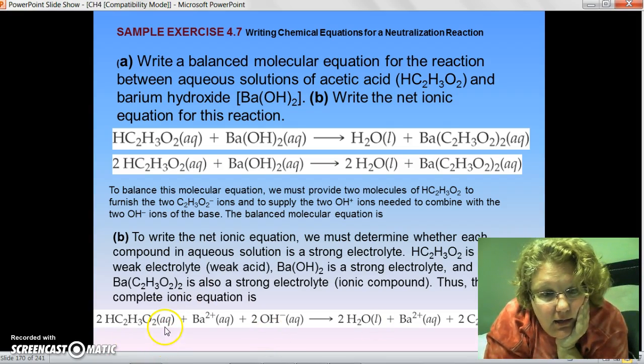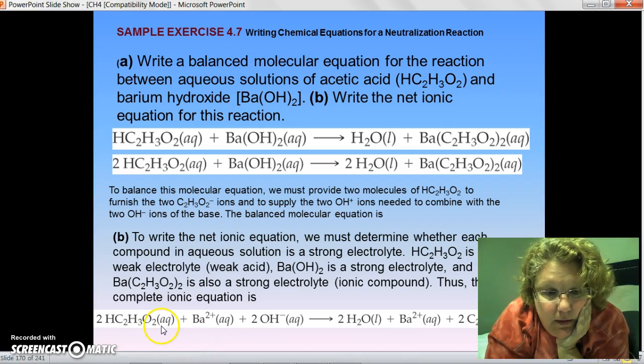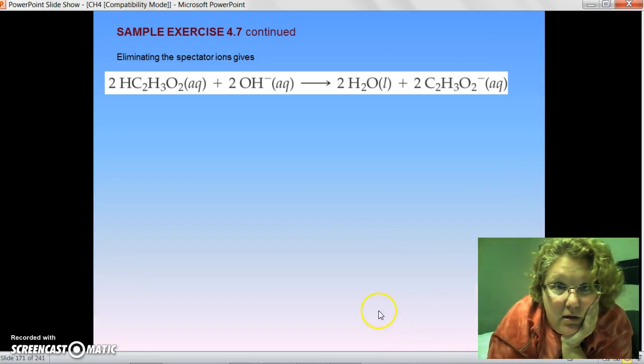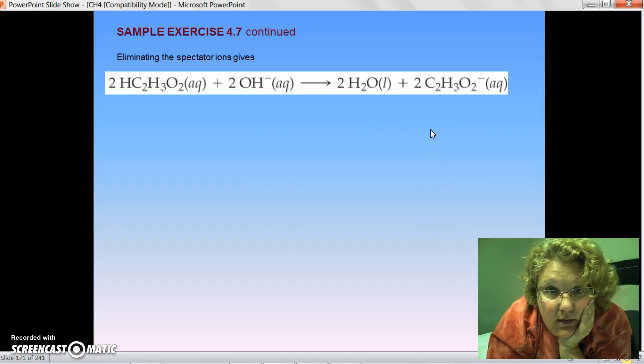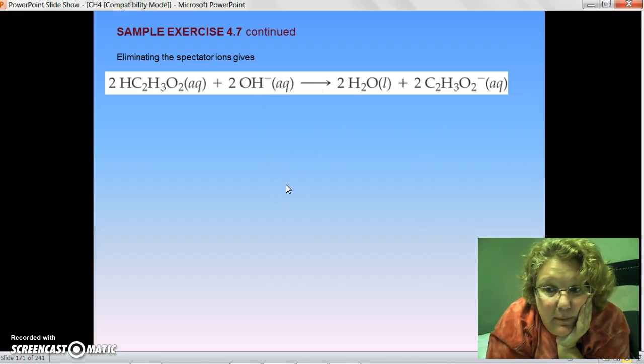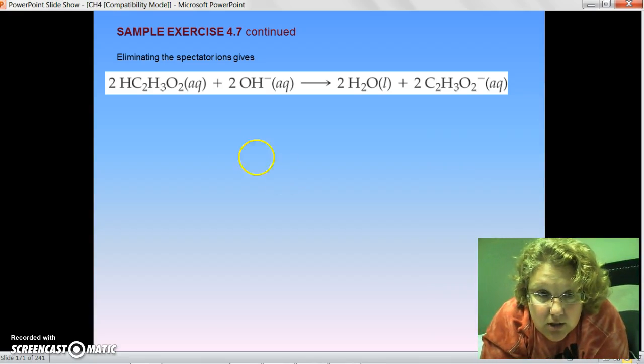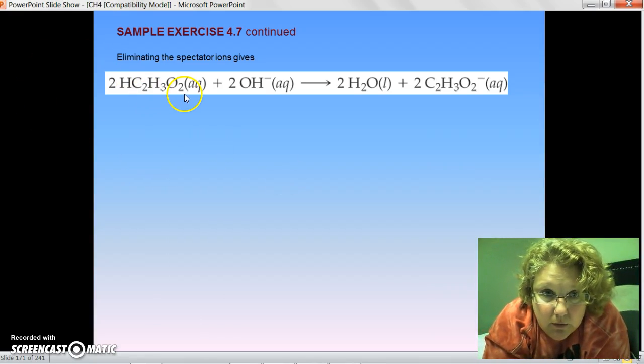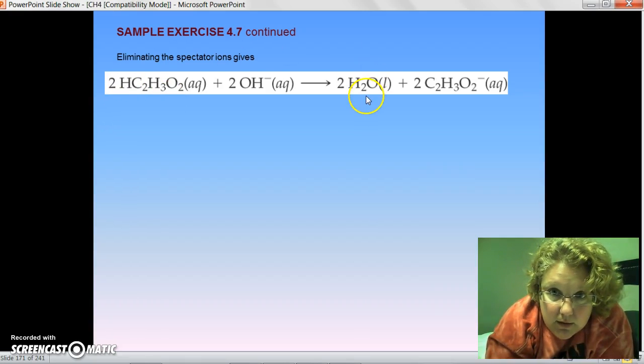And then lastly, acetate was aqueous to begin with, and it ended up being aqueous. But it wasn't completely dissociated over here, and it is now. So it wasn't a spectator. It did change. All right, so in our final net ionic equation, the only thing we can really leave out was the barium. Everybody else changed in some way. The acetate went from being only slightly soluble to completely aqueous, completely dissociated. The hydrogen ions went into liquid water, and the hydroxide ions went into liquid water.